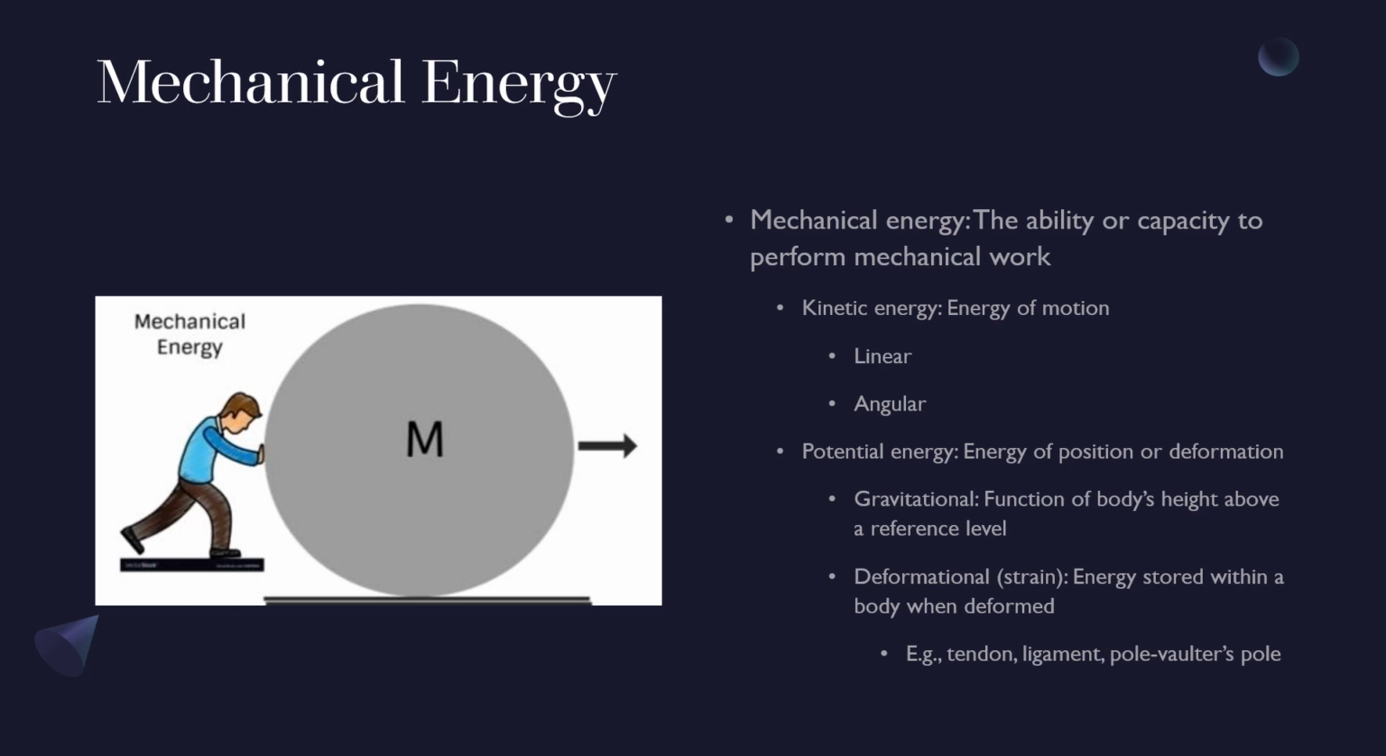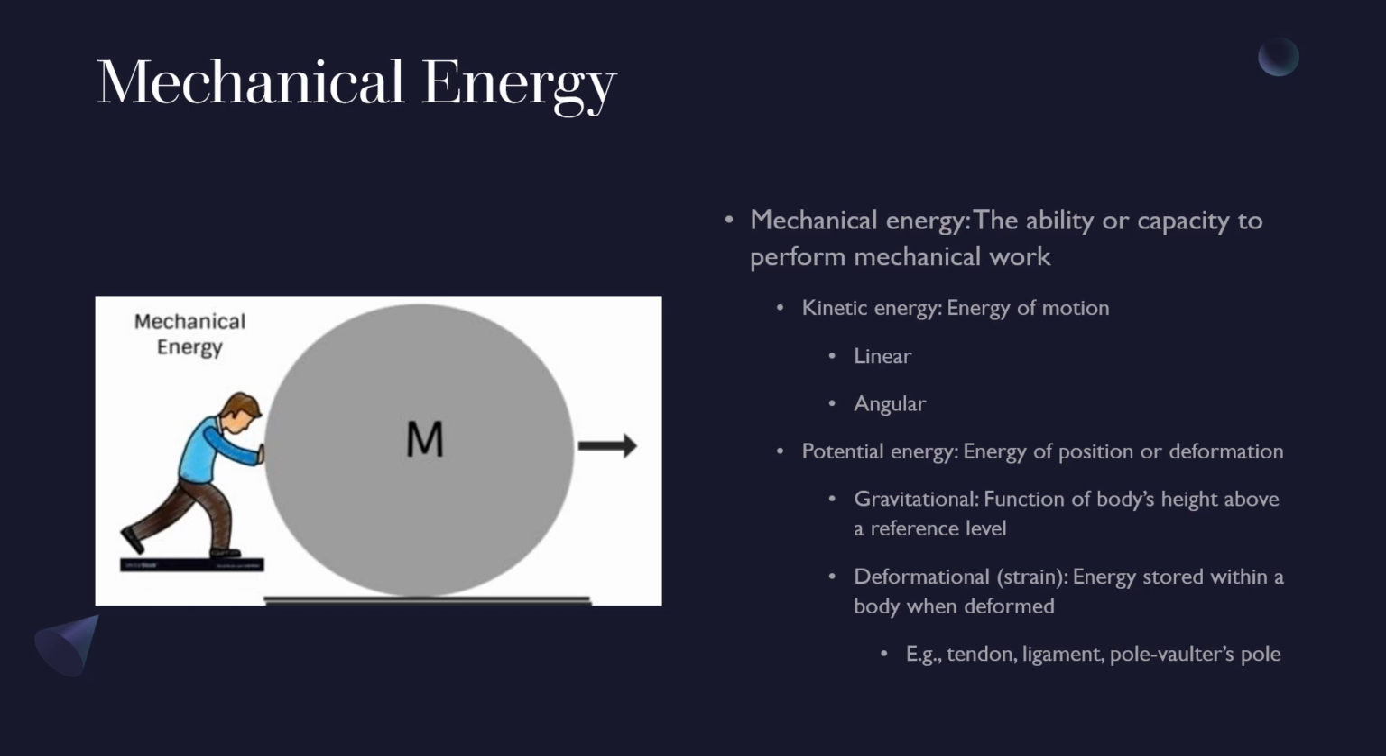Potential energy is the energy possessed by an object based on its position or condition. There are different types of potential energy, including gravitational potential energy, which is a function of a body's height above a reference level, elastic potential energy, and chemical potential energy.